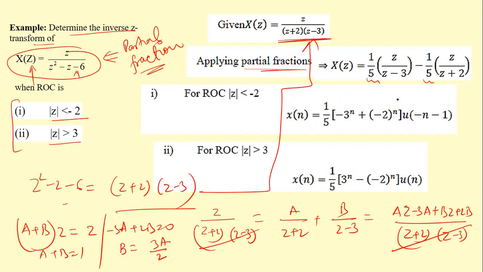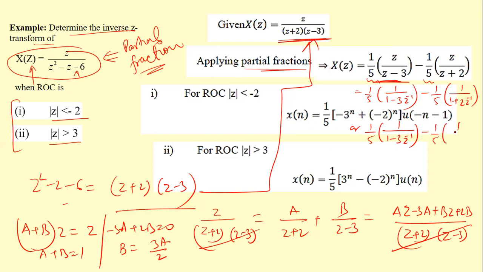Now this can be written as 1 by 5 times 1 upon 1 minus 3z inverse, minus 1 by 5 times 1 upon 1 plus 2z inverse, right? Or we can also write it like this: 1 by 5 times 1 upon 1 minus 3z inverse, minus 1 by 5 times 1 upon 1 minus minus 2z inverse.